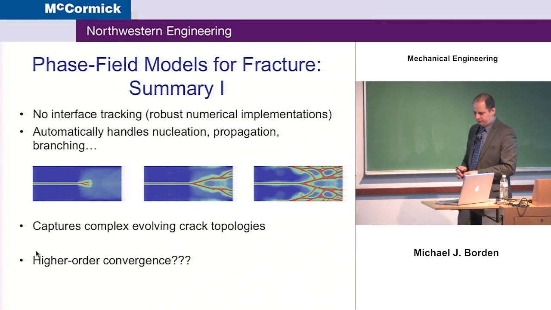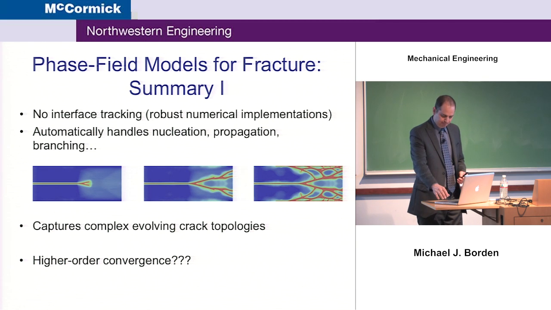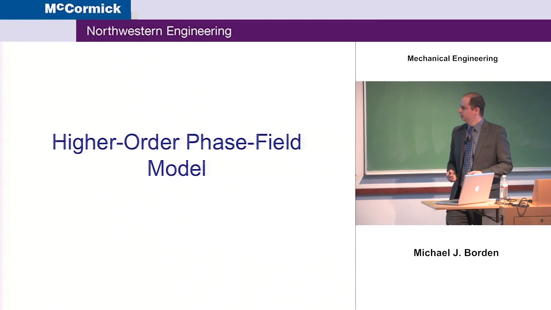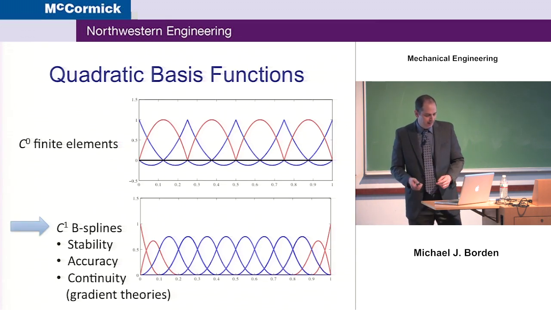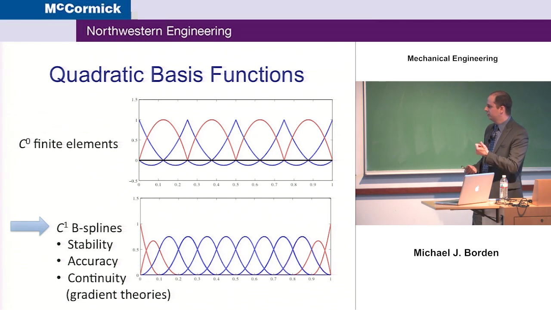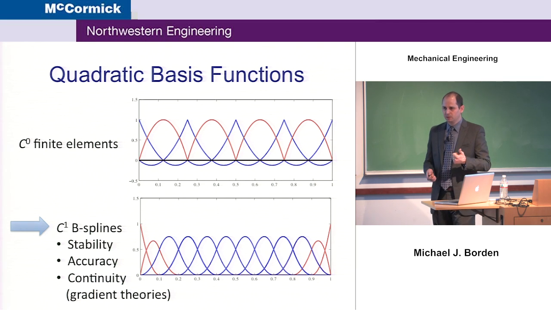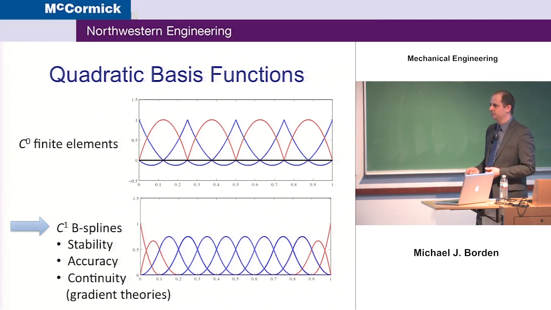The question is, can we get higher order convergence? And can we improve the accuracy of this model? And of course the answer is yes, otherwise I wouldn't ask it up here. So this goes into, what is our higher order model for fracture? What are we trying to do? Well, to get better convergence, better approximation properties, there's two things you need to do. First of all, you need to increase the polynomial order of your basis functions, or your approximation space.